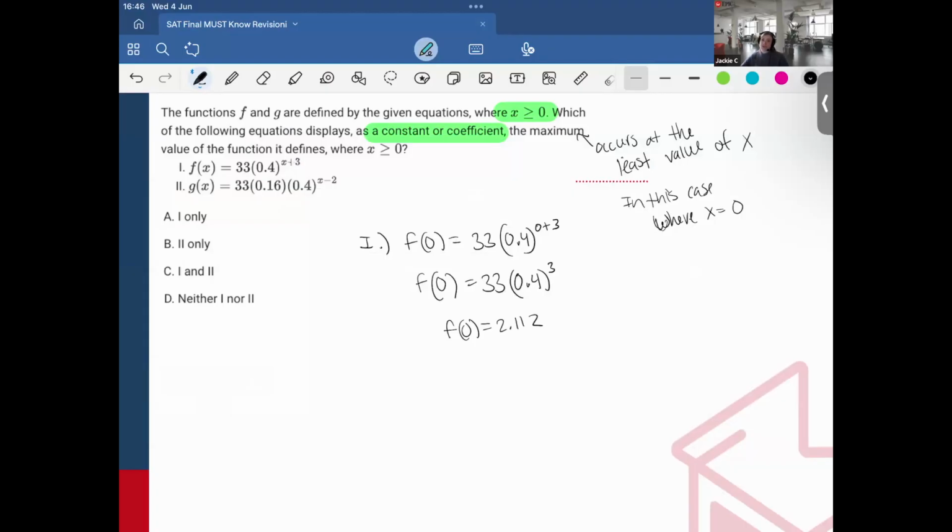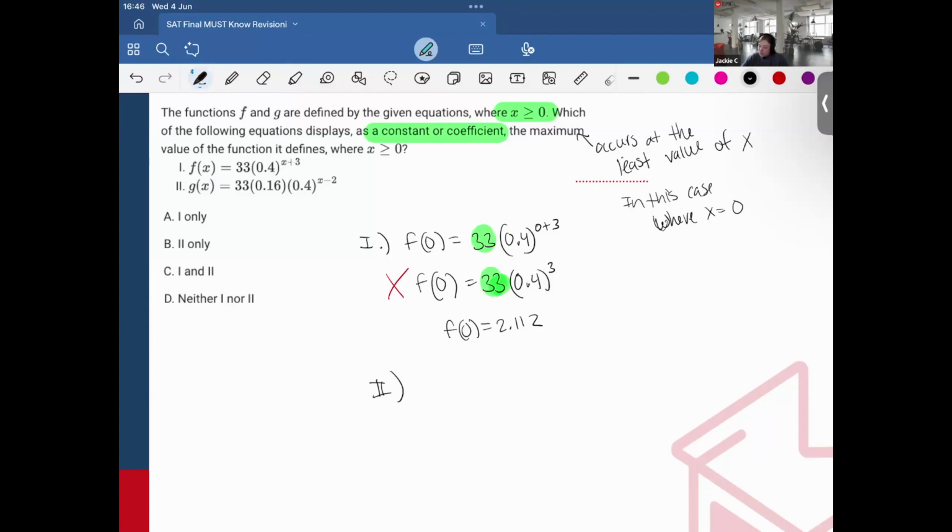And we can see for this one, that's not true, that the equation's not being displayed as the constant or coefficient, because I would need it to be equal to the constant coefficient, or in this case, 33. So 1, it's not true.